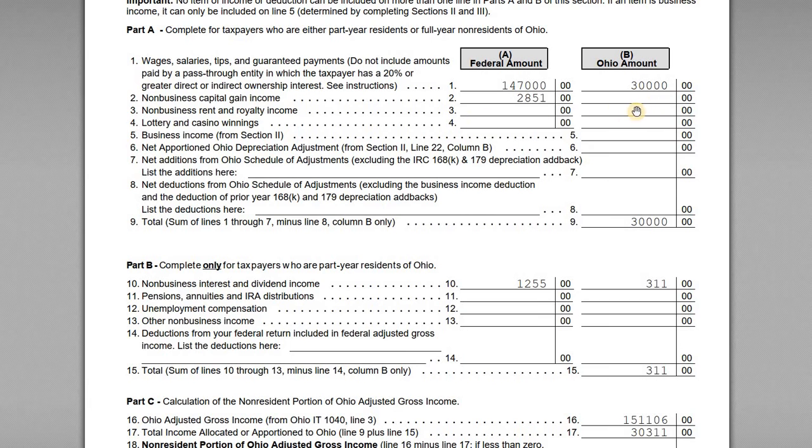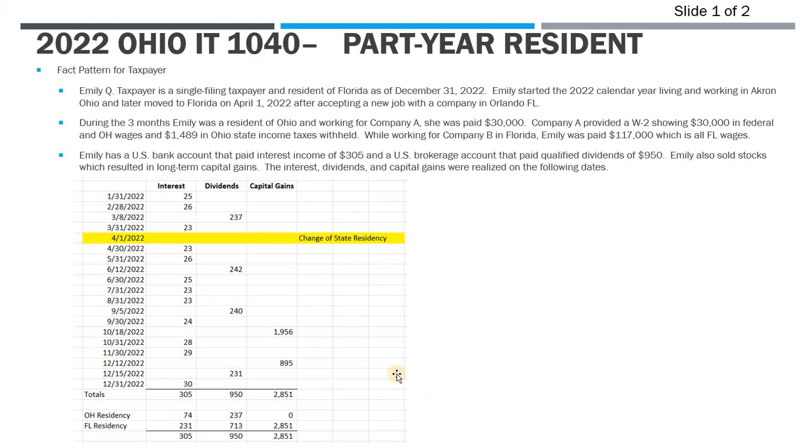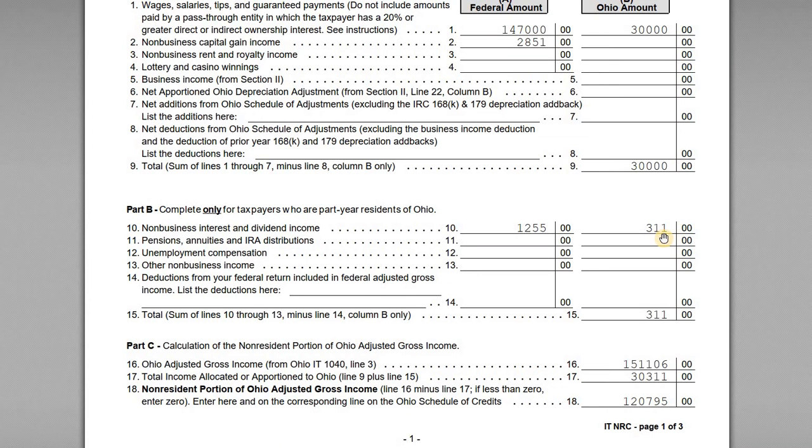None of the capital gains are going to be attributed to Ohio because all of those sales occurred after she moved to Florida and became a Florida resident. On the non-business interest and dividend income line, $311 is the portion of the interest and the dividends that were paid out before she relocated. So $311 is the amount of interest income. If we look back here at our table, we can see the Ohio residency down here, $74 in interest plus $237 in dividend income. And so that's the $311 there.